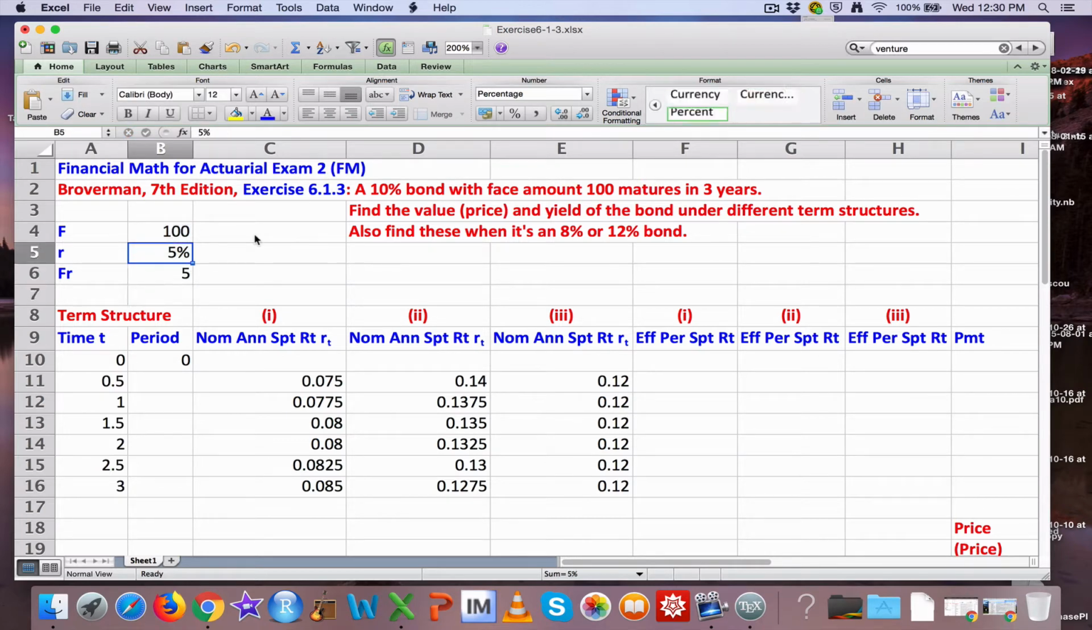And it's got the benefit of being updatable, you might say. If I change what's in B4 to 4%, it changes the coupon amount to 4. 100 times 4%. If I change the face value to 200 instead of 100, I could do 200 times 4% is 8. Okay, so that's a really good thing.